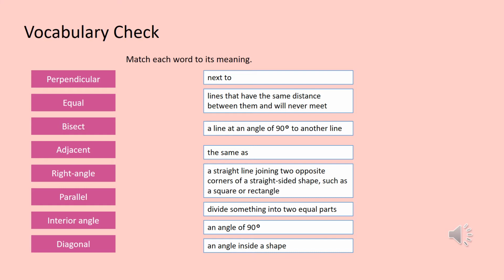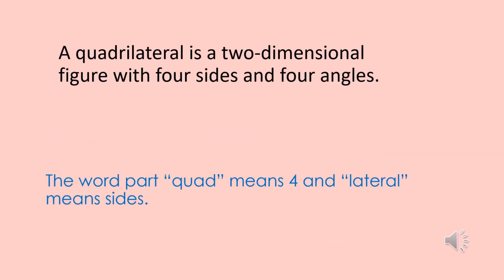Now let's have a look at what quadrilaterals are. A quadrilateral is a two-dimensional, or 2D as we say, figure with four sides and four angles. The word part, quad, means four, and lateral means sides, so four-sided shapes.